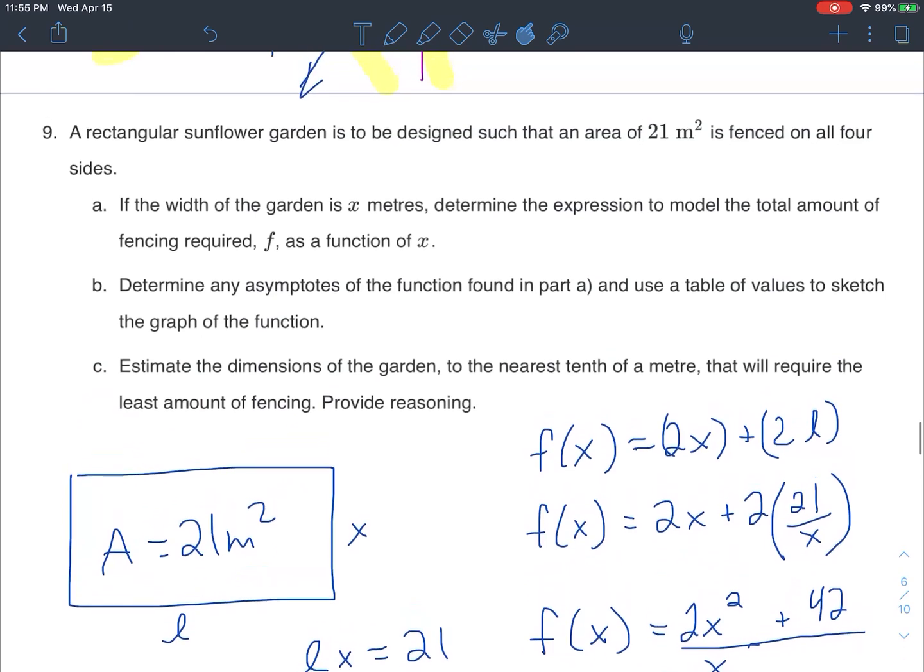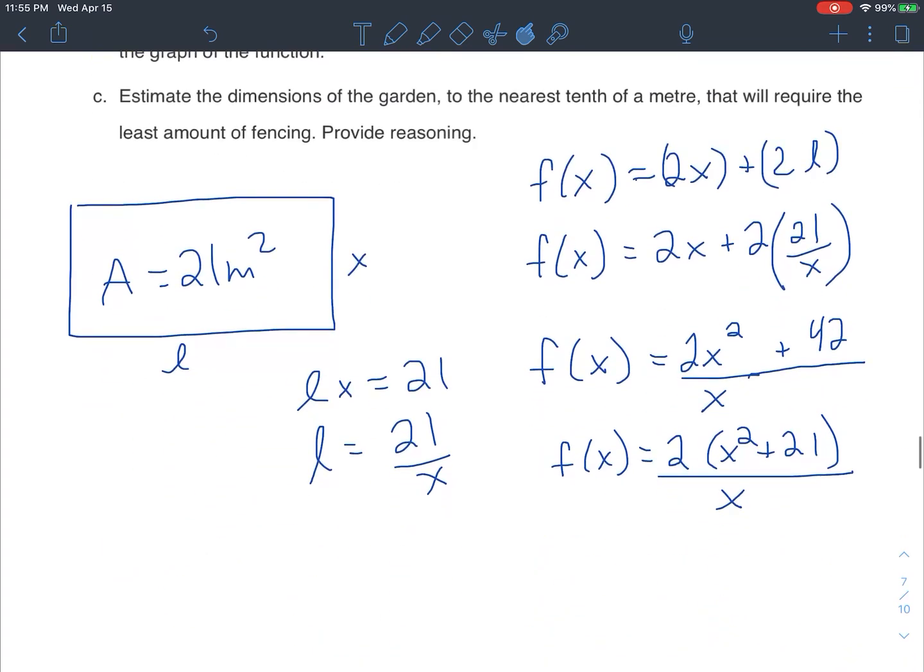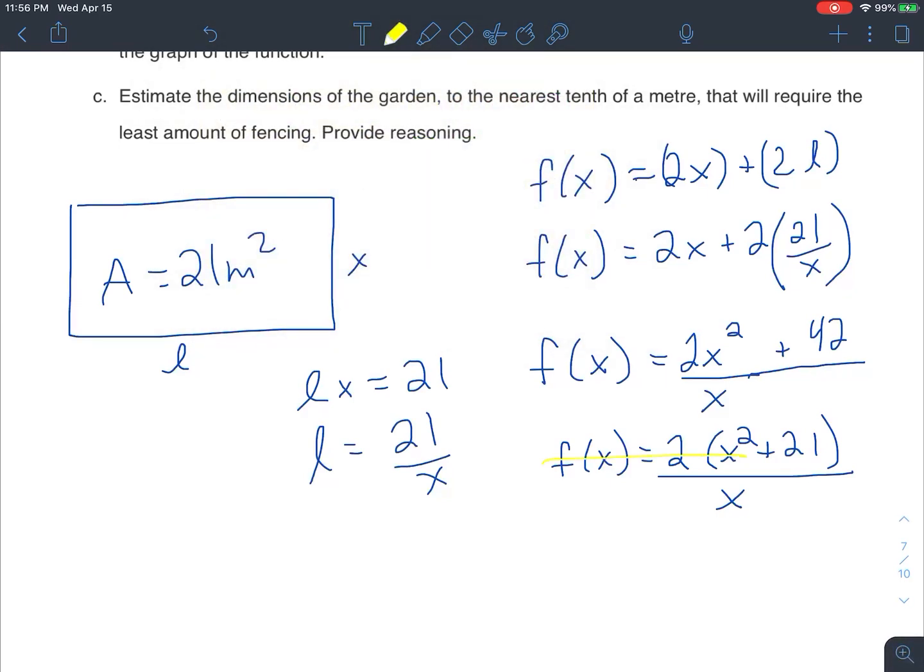I better reread this question. So if the width of the garden is x meters, determine the expression to model the whole amount of fencing required. Oh, we just did that. There it is. Oops, I better not do that. I actually have to post this later, so let's do something that's legible for everyone.